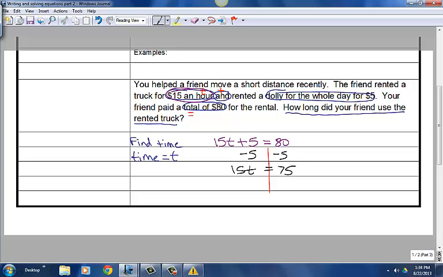My t has not yet been isolated because there's a 15 being multiplied by it. So I know the opposite of multiplying by 15 is dividing by 15. Therefore, t equals 5. I don't want to leave my number naked, so I better make sure that I put some units on there. T referred to time, in this case, hours. So my answer is 5 hours.